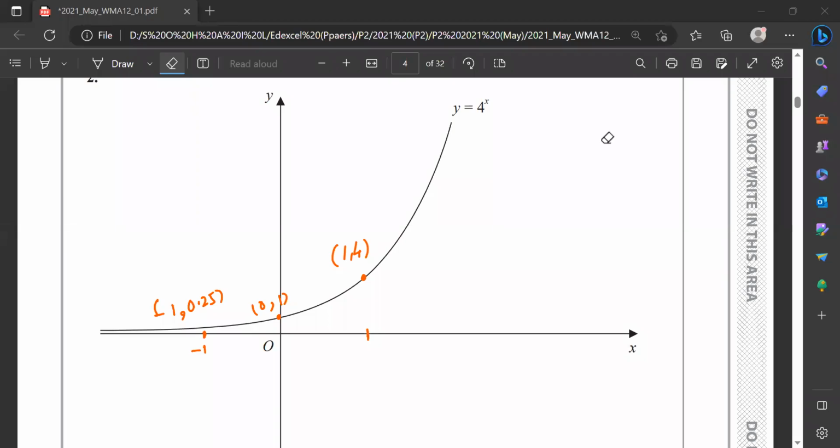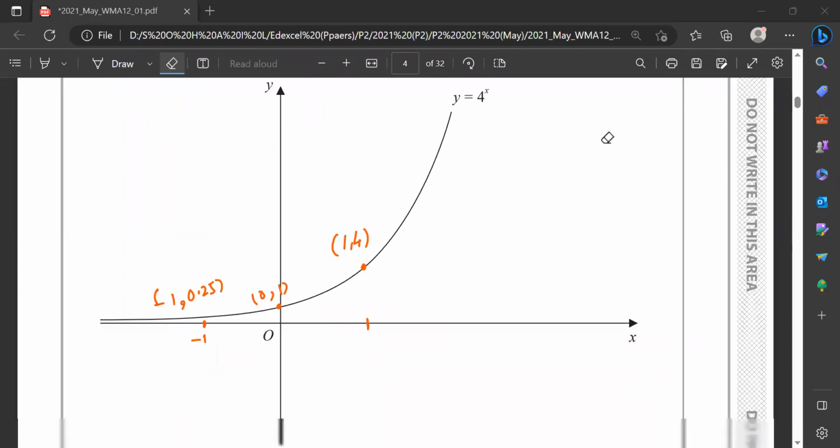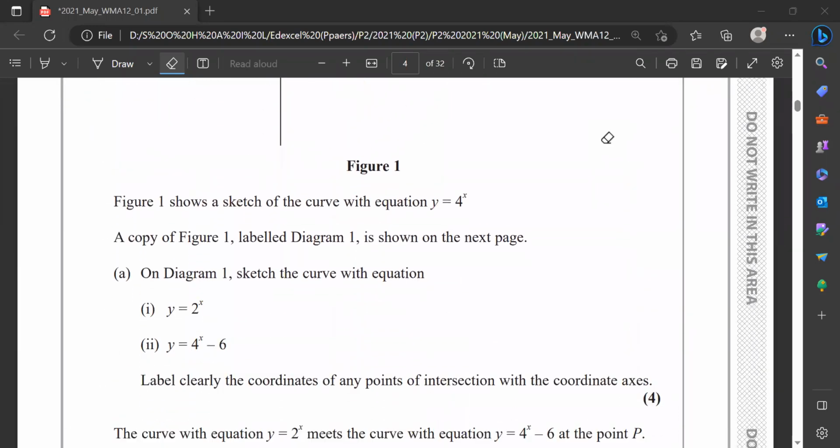This is question number 2 from summer 2021. Question number 2. Figure 1 shows a sketch of the curve with the equation y equals 4 to the power x. A copy of figure 1, labeled diagram 1, is shown on the next page.